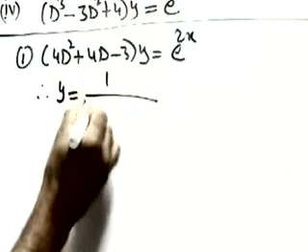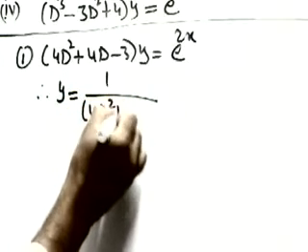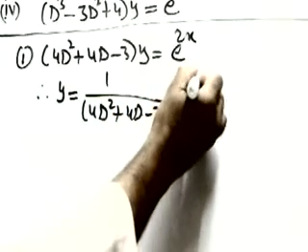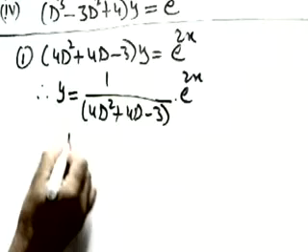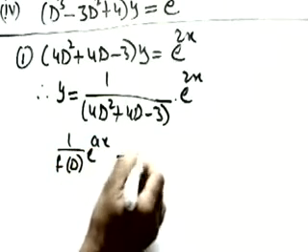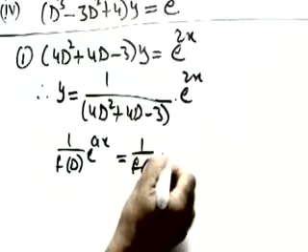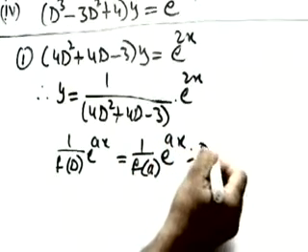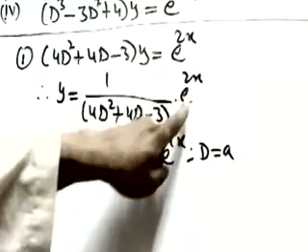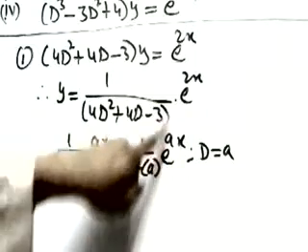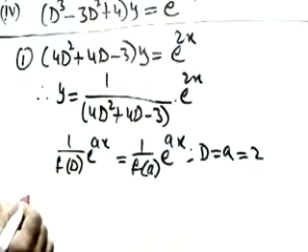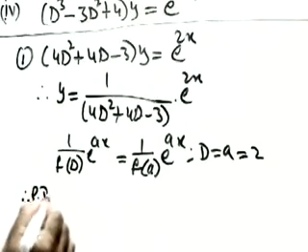So what we get is y = 1/(4D² + 4D - 3) e^(2x). Now we know the formula. What is the formula? 1/f(D) e^(ax) = 1/f(a) e^(ax). What does it mean? We have to write a in place of D. Now compare with this e^(ax). So a is here 2, so in place of D we have to write 2.